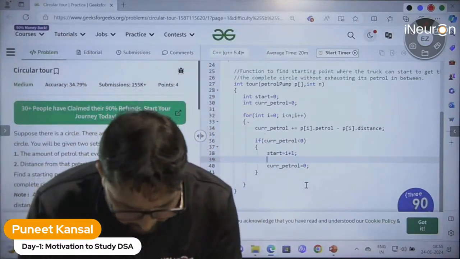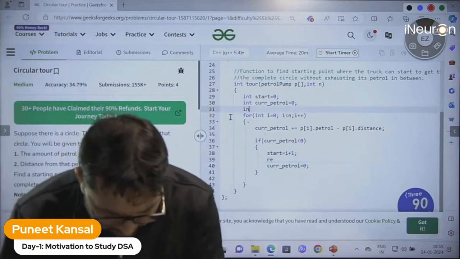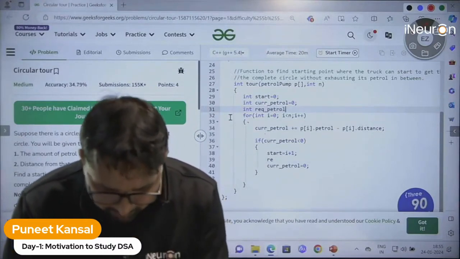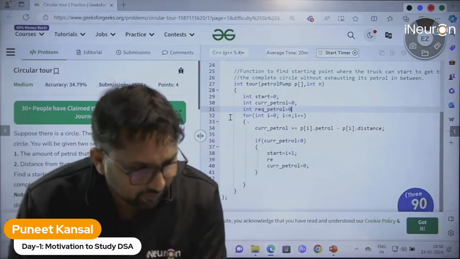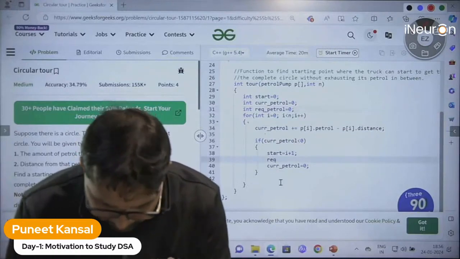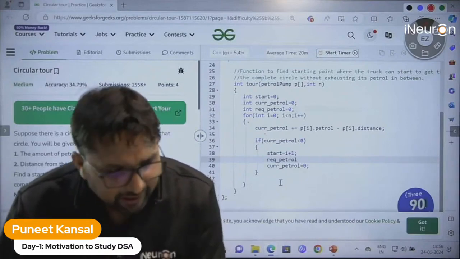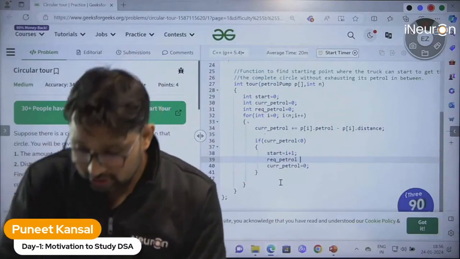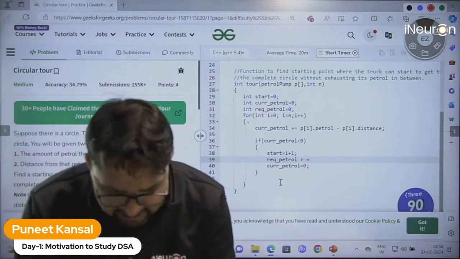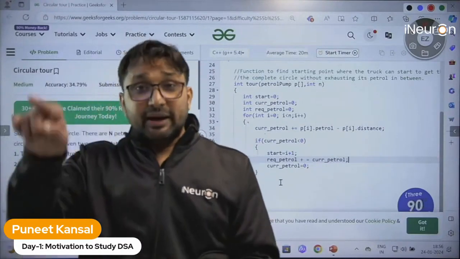So now I'm taking a variable. Let me declare a variable, int require petrol. So require petrol in the starting is 0. And I'm updating it. At every junction which I cannot cross, I'm finding how much petrol I required, and I'm adding that in this variable. Whatever is the current petrol we have, that will be in minus.